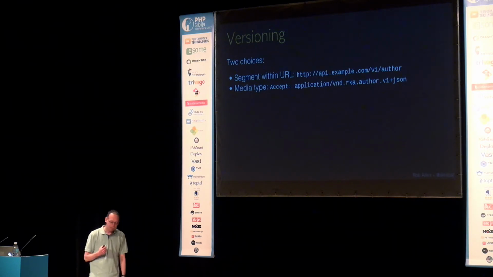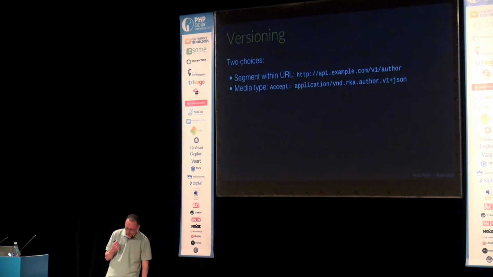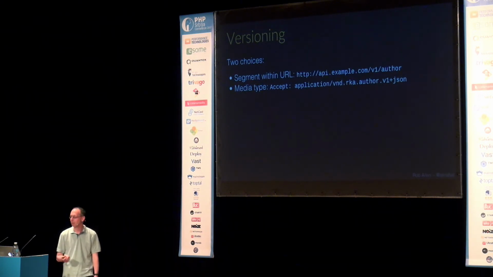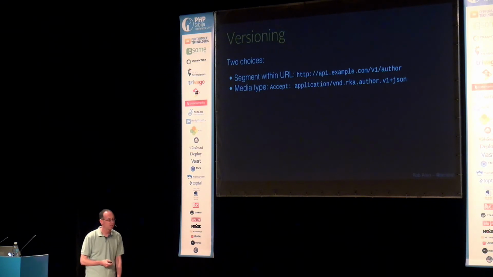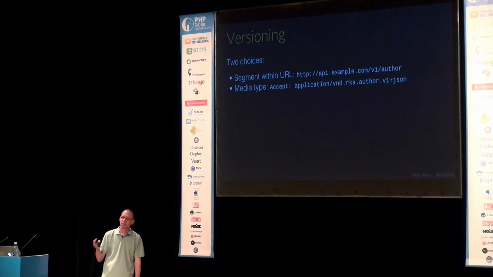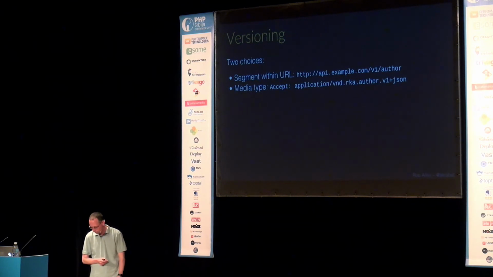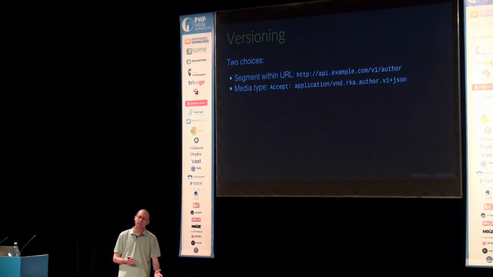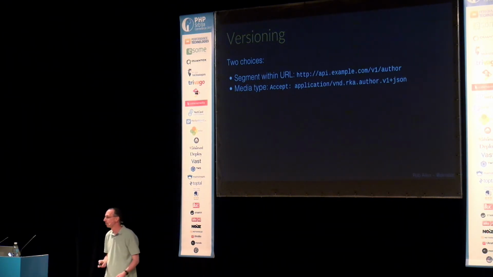And then the other way is to use a media type. So the media type is the Accept header. We can create a custom media type. So here I've used application/vnd.rka, which is my initials, author.v1+json. So the +json is a format, v1 is a version of the API. Some people think that's slightly more pure because the author record is at the same endpoint regardless of which version of the representation of the author is being rendered. I don't really care. Whichever one feels better to you doesn't really matter to me.